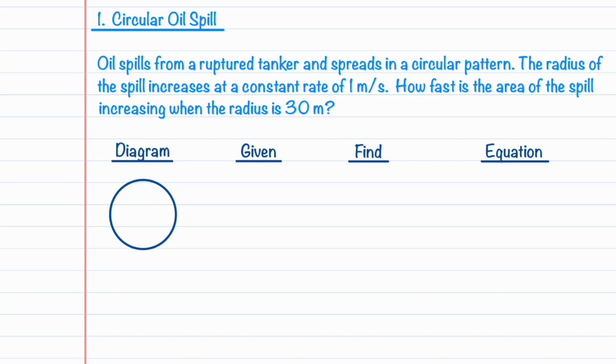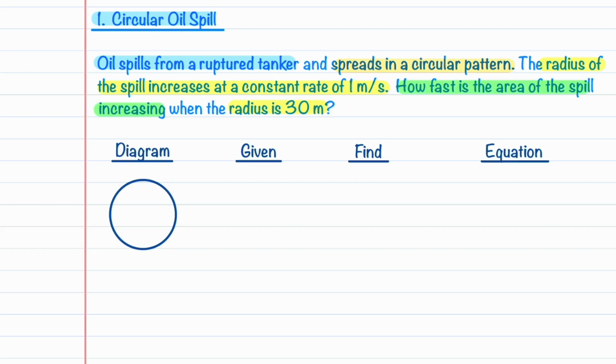We're going to look at a related rates problem that involves a circular oil spill. We're told that oil spills from a ruptured tanker and spreads in a circular pattern. The radius of the spill increases at a constant rate of 1 meter per second. We want to find how fast is the area of the spill increasing when the radius is 30 meters. Now that we've read the problem carefully, we want to go ahead and fill in these 4 categories that I've listed here with the information from our problem.